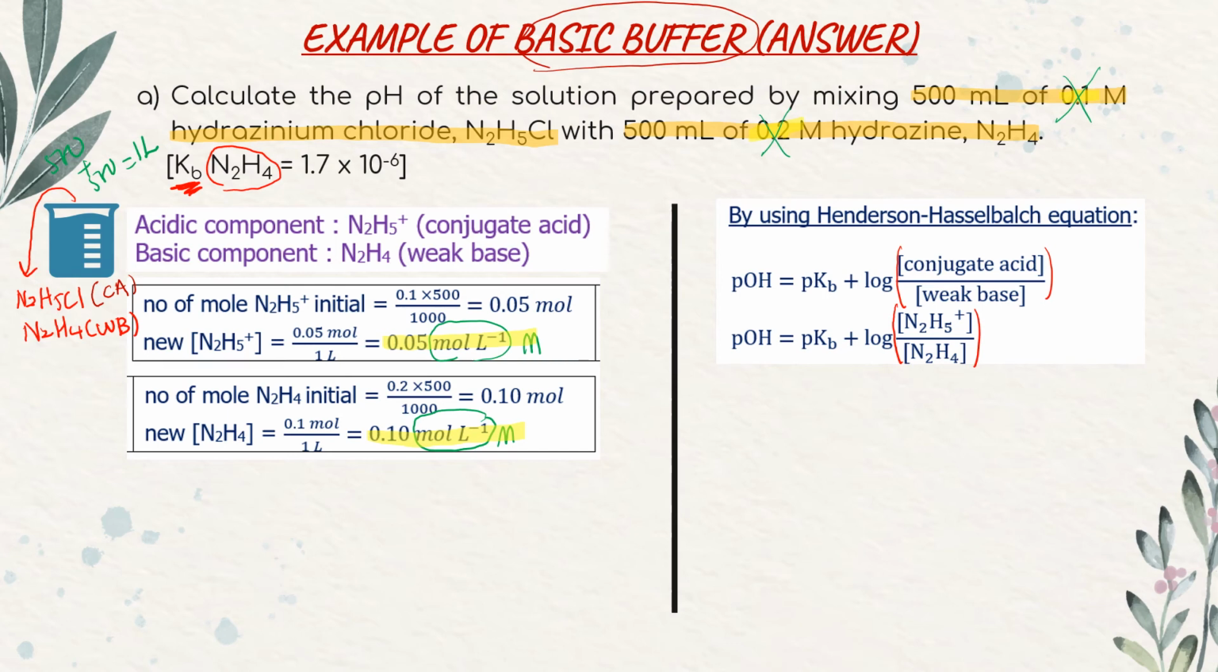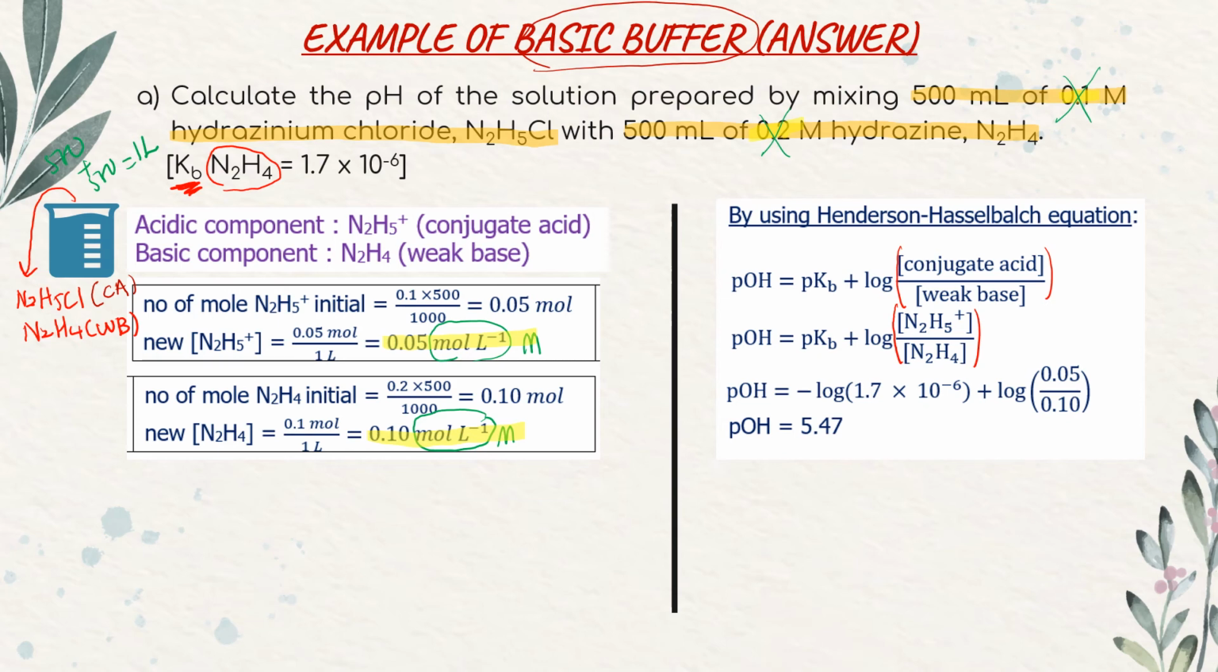So, what do we do next? Substitute the value. So, ingat, kita kena cari pH terlebih dahulu sebab it's a basic solution. So, substitute KB kita dah ada dekat sini. pOH is negative log 1.7 times 10 to the power of negative 6 plus log concentration of the conjugate acid 0.05 molar over concentration of the weak base 0.1 molar. Dan kita akan dapat dekat sini nilai pOH kita adalah 5.47.